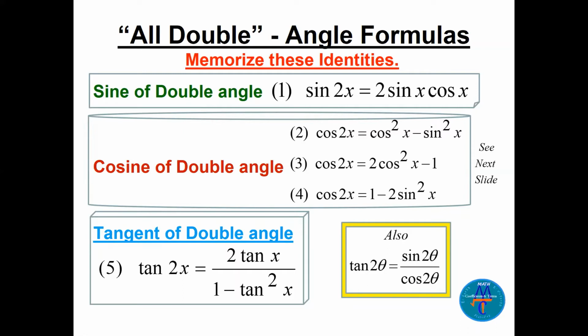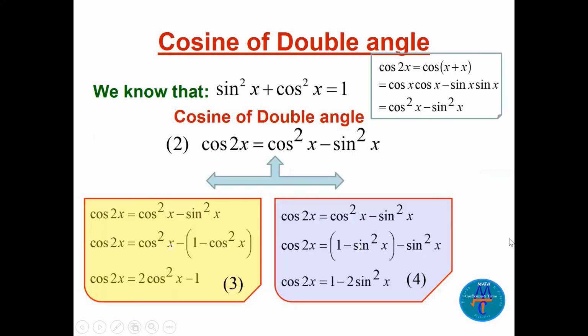Let's go now to cosine of the double angle. Now this is cosine of 2x. We can write it as cosine of x plus x. From lecture 21, we can say cosine x cosine x minus sine x sine x. So this will be cosine squared of x minus sine squared of x. So this is formula number 2 here.